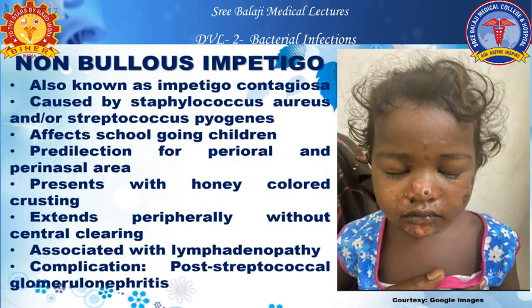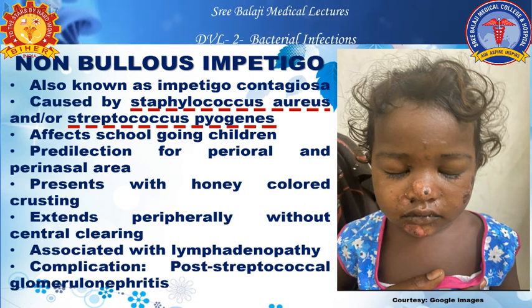Non-bullous impetigo is otherwise called impetigo contagiosa or Tilbury Fox. It is caused by Staphylococcus aureus as well as Streptococcus pyogenes. It affects mainly school-going children, and there is always a predilection for the perioral and perinasal area. It presents with a thin-walled pustule, which is the primary skin lesion. It ruptures very soon, resulting in a honey-colored crust and extension peripherally without any central clearing. That's the difference between bullous and non-bullous impetigo. It is associated with regional lymphadenopathy.